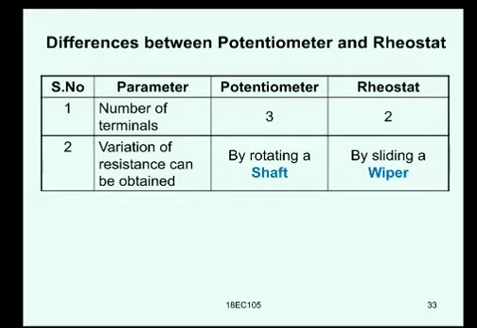And then the variation of the resistance can be obtained by rotating a shaft in a potentiometer, but most of the time in rheostats it is by sliding of a wiper, so it looks rather bulky because of the high current involved.